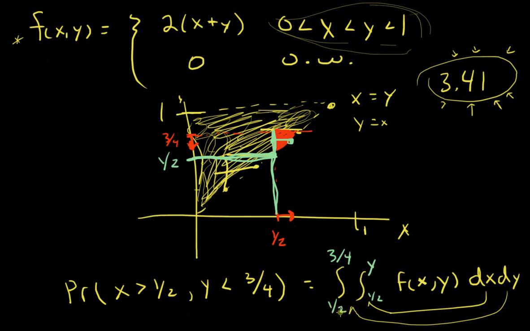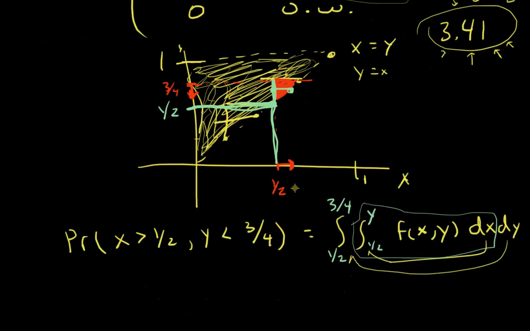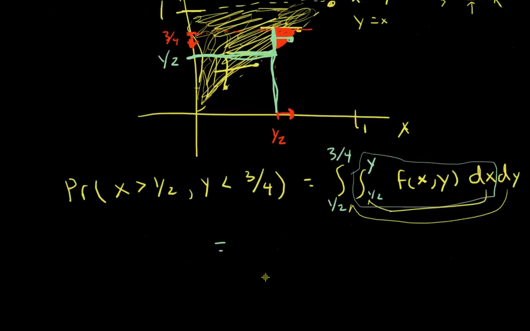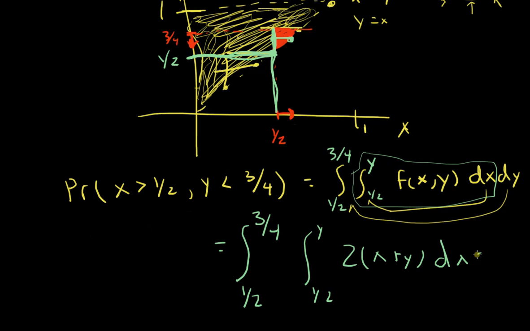Why don't I say starting at x? Well, because we've already integrated out x, right? This first piece here integrates x out. So your outer bounds should never involve a random variable, right? Inner bounds may, but when you're finding a probability, the outer bounds may not. All right, so now I can just plug in my PDF. So I'll go ahead and write it down here. Have 1/2 to 3/4, 1/2 to y of 2x plus y dx dy.